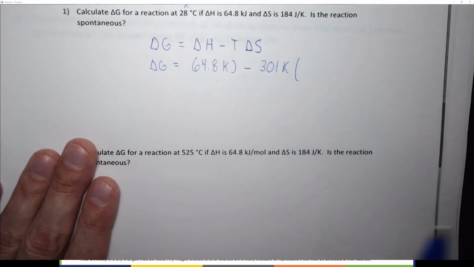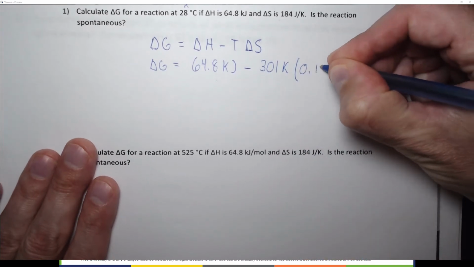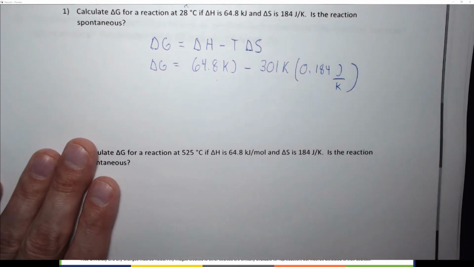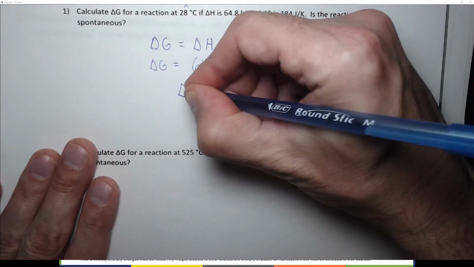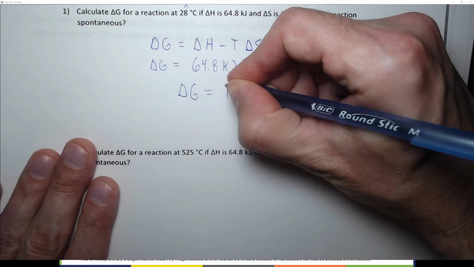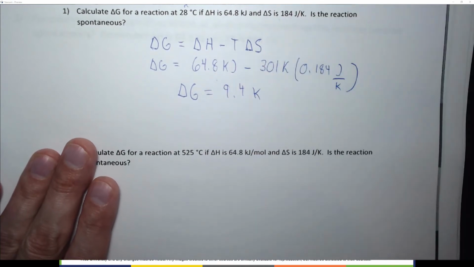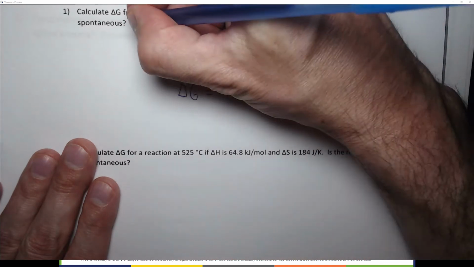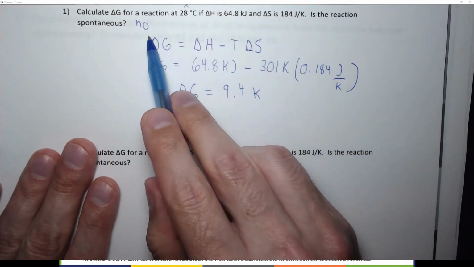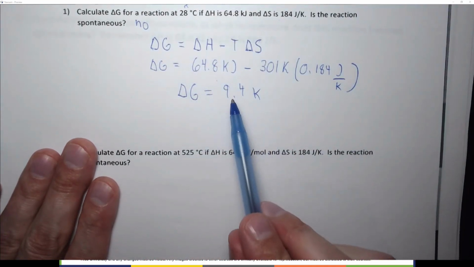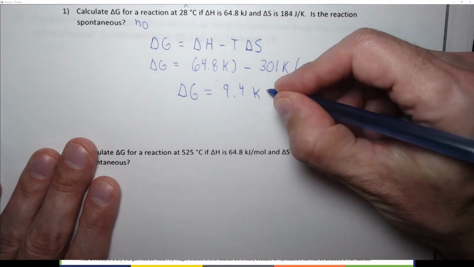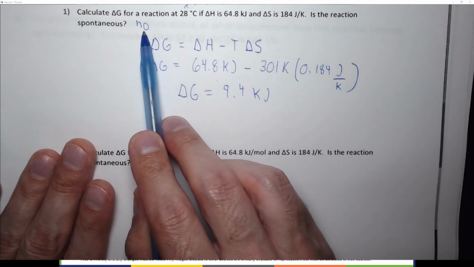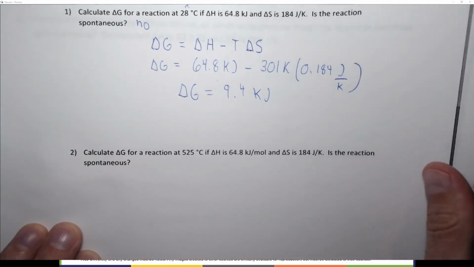So I'm going to convert this one to kilojoules, which is 0.184 kilojoules per K. All right, so I just divided by 1,000. When I do that, I find that delta G equals 9.4 kilojoules. So is the reaction spontaneous? The answer is no. How do I know that? Because this is a positive value. That should be kilojoules, not K. All right, so this is a positive value, so the reaction is not spontaneous.